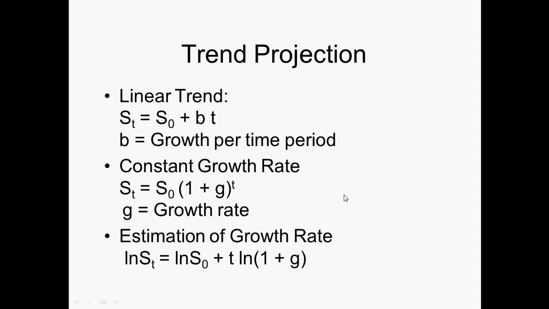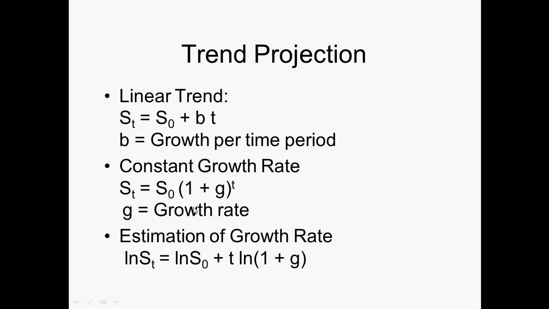If we want to do it using regression analysis, that'll be a problem because of 1 plus g to the t, where the t is the exponent. That's not a linear relationship, and so we're not going to be able to estimate that. Fortunately, there's sort of a trick. We use the natural logarithm function.